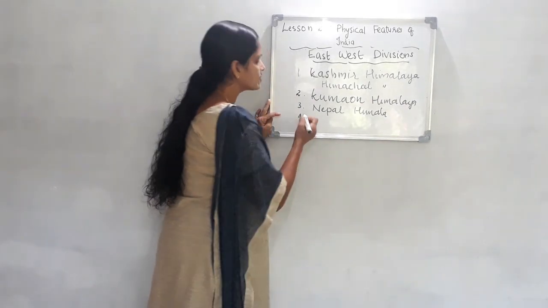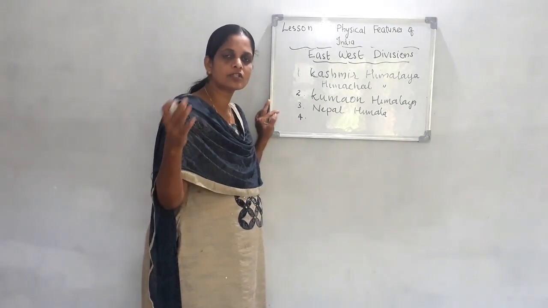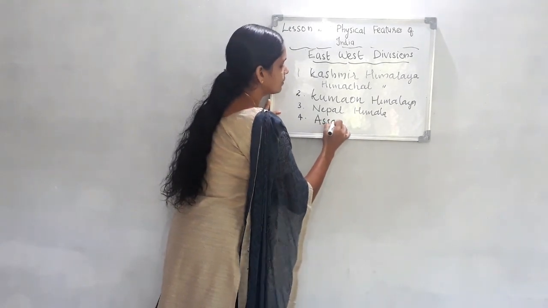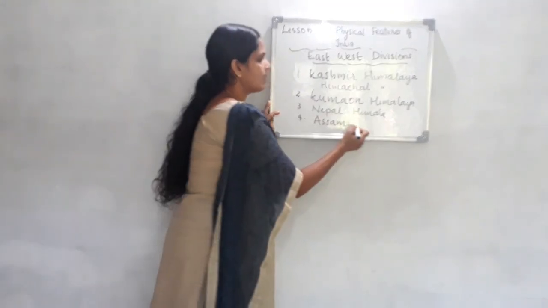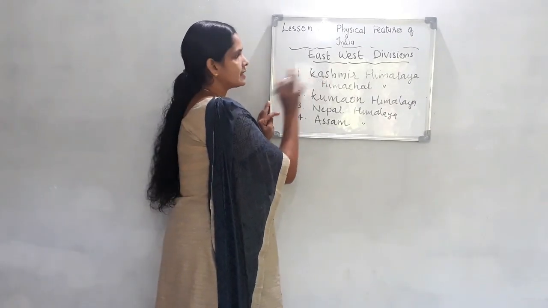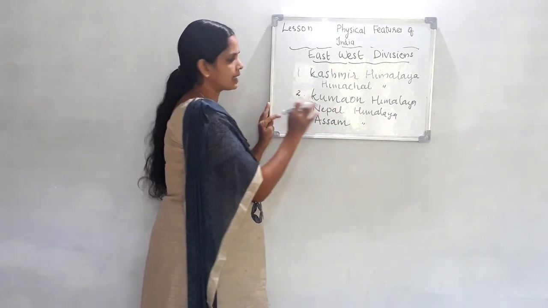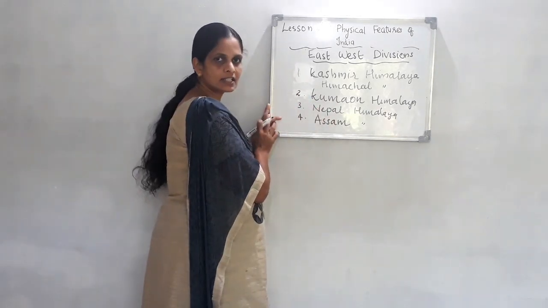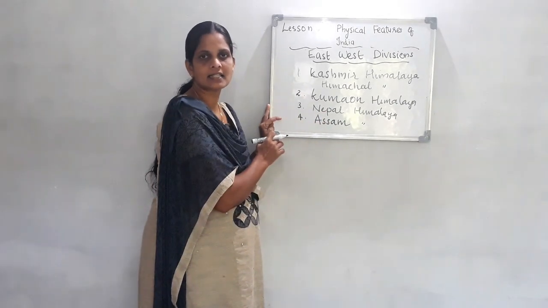And the last one, the fourth one, is from Teesta river to the easternmost boundary of Himalaya. Which is the easternmost boundary? Brahmaputra, and this is called Assam Himalaya, because it lies in the Assam region. Okay, Assam Himalaya. In Kashmir it is called Kashmir Himalaya. From river Satluj to river Kali it is called Kumaon Himalaya. From Kali river to Teesta river it is called Nepal Himalaya. From Teesta river to Brahmaputra it is called Assam Himalaya.